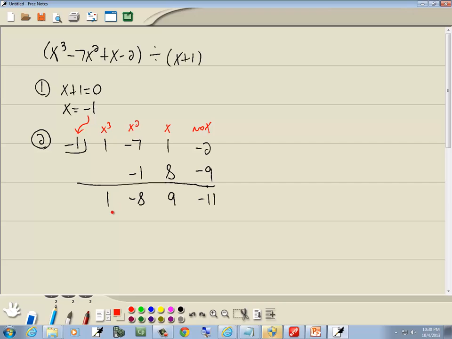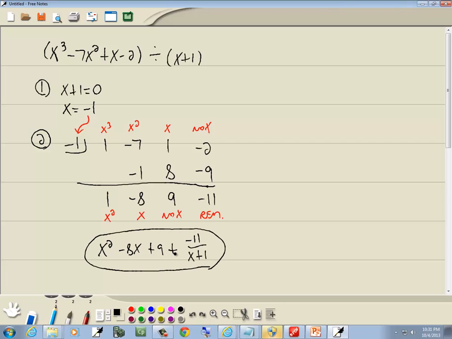Now this was x to the third. Straight down below it will be 1 degree lower, it'll be x squared. This will be x, no x, our constant term, and our remainder. So our answer will be x squared minus 8x plus 9 plus, and you take your remainder and you put it over what you're dividing by. So we'll have negative 11 over x plus 1. You can also put the negative out in front if you want.